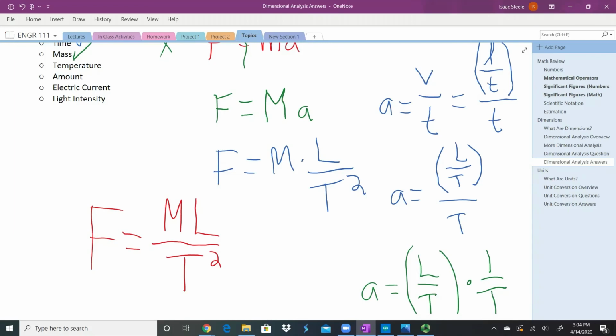So now anytime in the past, currently, or in the future, there is a force somewhere in the world or in the universe or in a problem that you're working on in engineering or physics or chemistry, what we're really saying is that there's a mass times a length divided by a time squared involved.